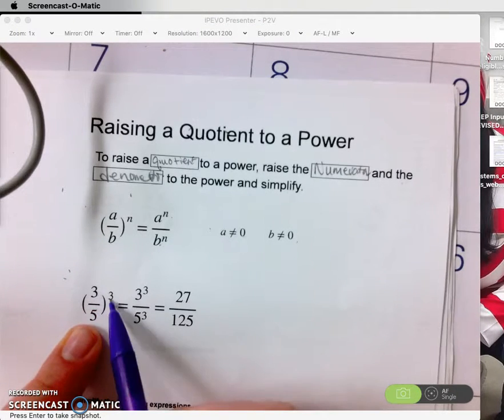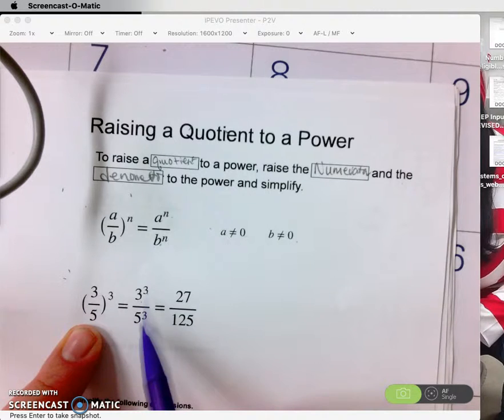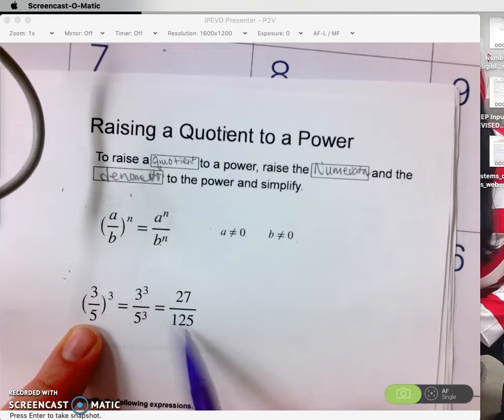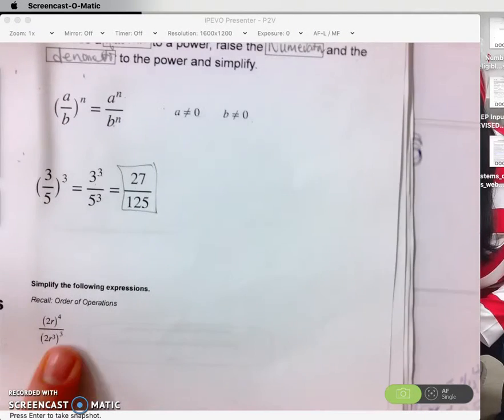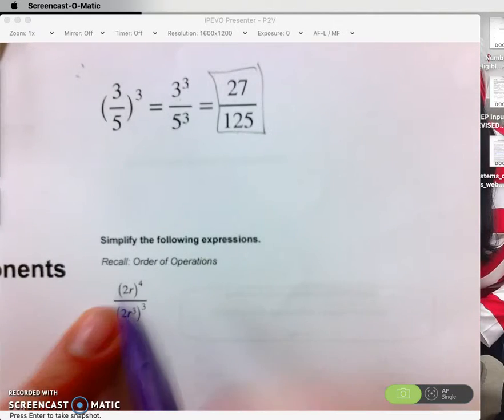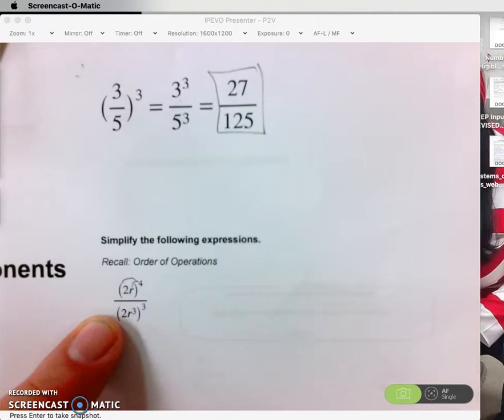Like here, we have 3/5 to the power of 3. That means 3 to the power of 3 over 5 to the power of 3, which would equal 27 over 125, your answer. Okay, so simplifying, recall your order of operations. You have to make sure the power goes into both of those.